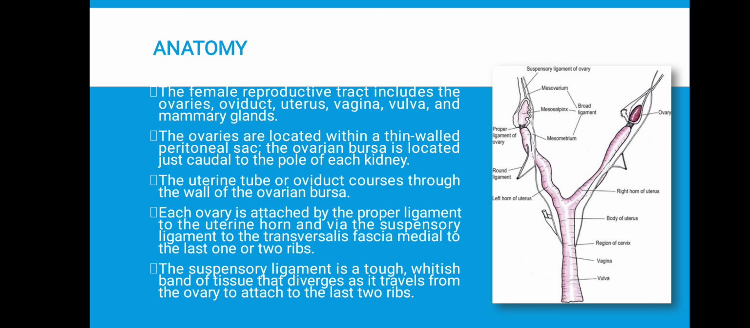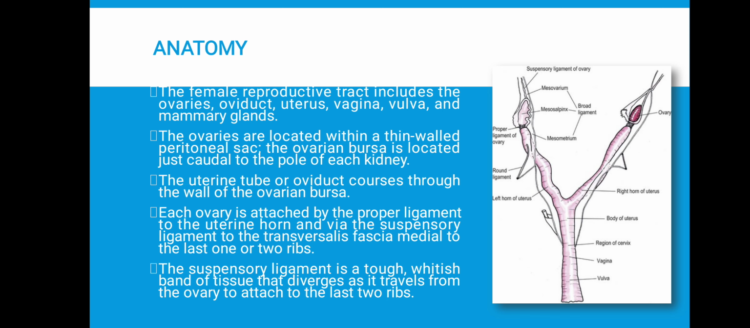Anatomy. So as you can see, there is an illustration at the side. So first, the female reproductive tract includes the ovaries, oviduct, uterus, vagina, vulva, and the mammary glands. The ovaries are located within a thin-walled peritoneal sac. The ovarian bursa is located just caudal to the pole of each kidney. The uterine tube or oviduct courses through the wall of the ovarian bursa.